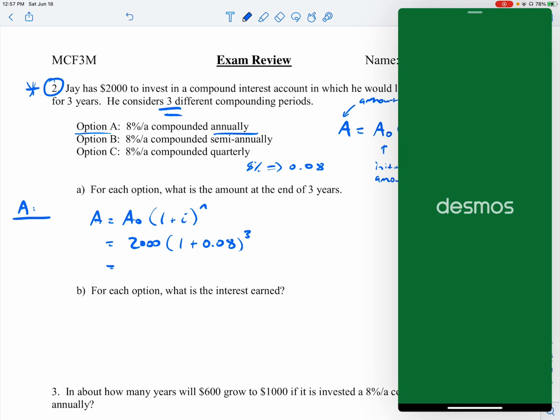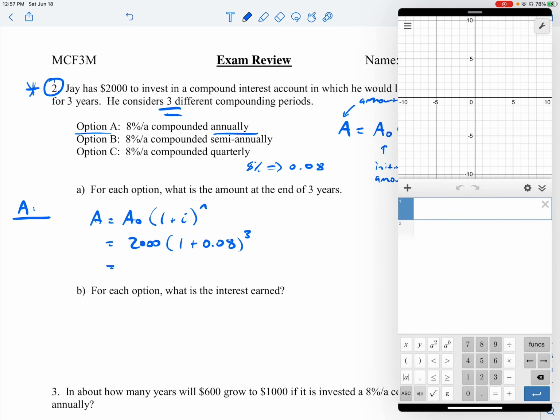Okay, put that all in your calculator. 2,000 times 1.08, because we're going to add them, and that's going to be to the exponent 3. Okay, not bad. $2,519.42.